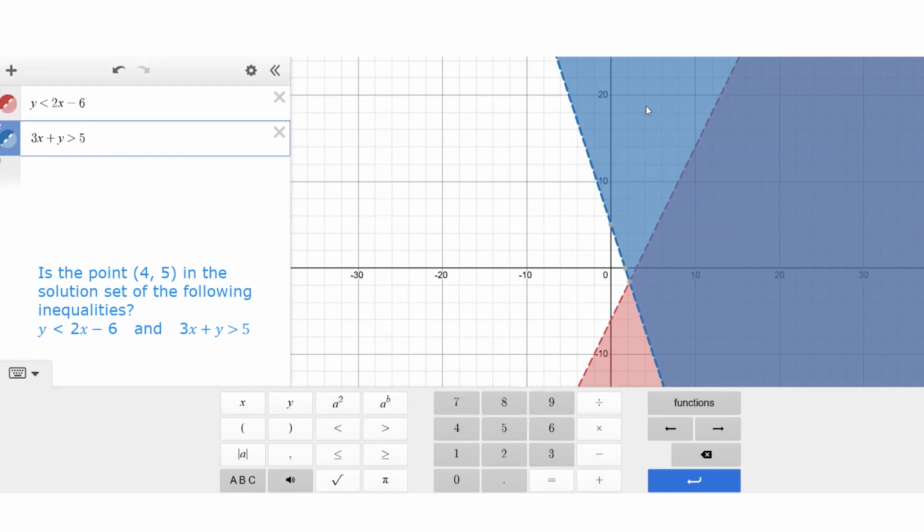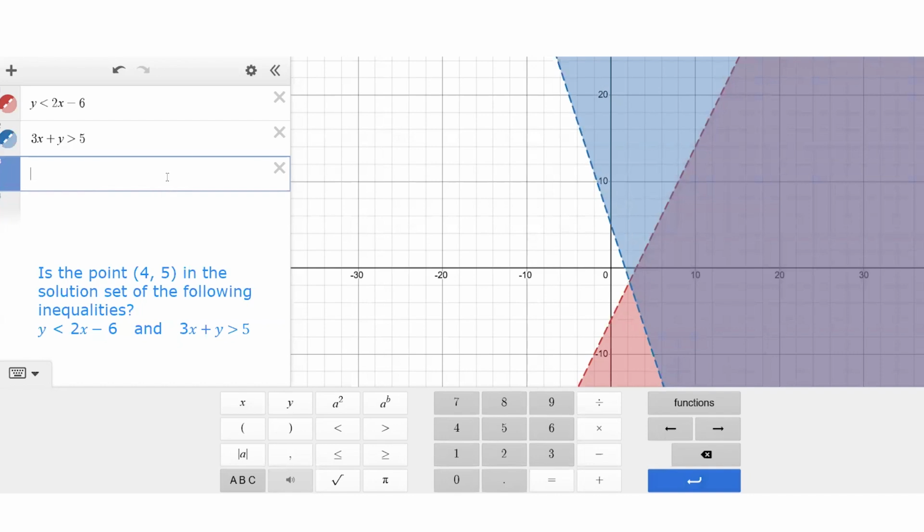This double shaded part here is the intersection of those two graphs. Now I have to answer the question: is the point (4, 5) in there? You could just graph (4, 5) by the grid. Each line is 2, so I could go over 4, but that gets a little cumbersome and you might not do it right. It goes up by 2s and it's kind of hard to see. I could zoom in, but let's just have Desmos do it for us.